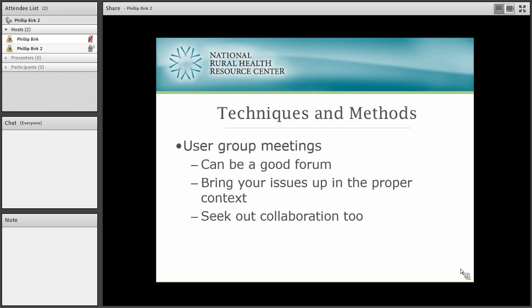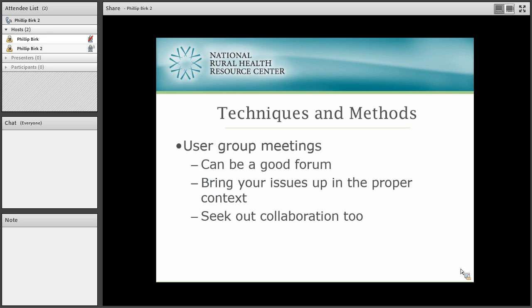Some other techniques, user groups. Most vendors have a user group that meets perhaps at their annual meeting, or sometimes they will have user groups that are regional. This could be a great forum. You have to make sure you bring your issues up in the proper context. I've seen folks that go to a user group meeting and will use it as an opportunity to lambaste the vendor, quote unquote.